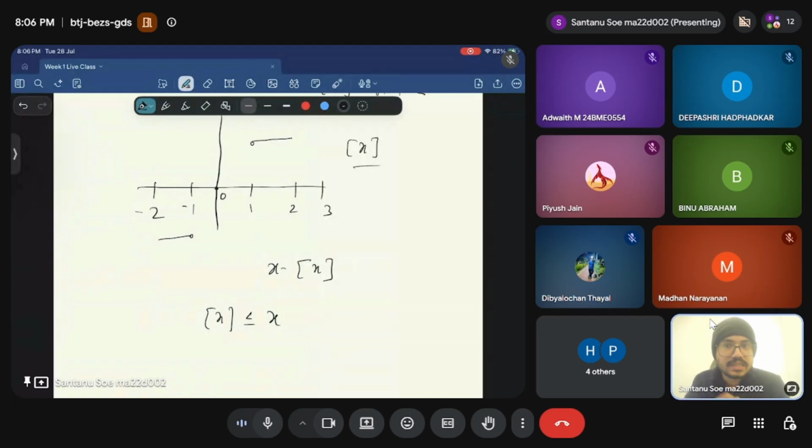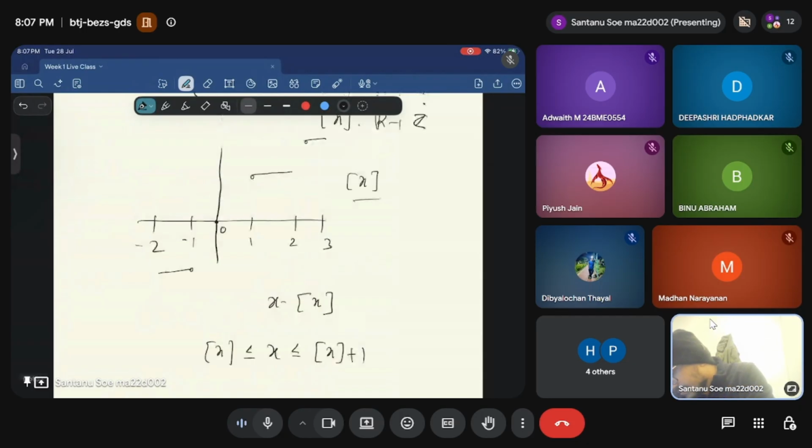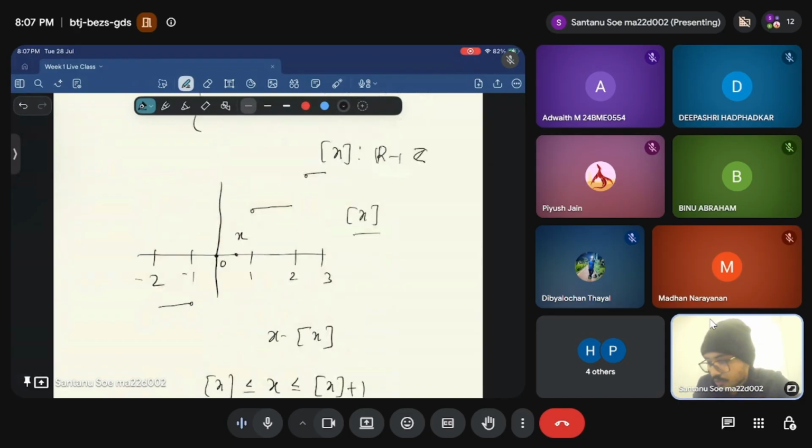Because we are taking box x to be the leftmost integer, and x can be anything on the right side, right? So that's why x is always greater than or equal to box x, and this is always less than box x plus 1. For example, if you take a number here, let's say this is x, then box x will be 0, and if you add 1, then box x plus 1 equals 1. Take 1.5: the box function of 1.5 will be 1, and if you add another 1, it will be 2. So 2 is always greater than that 1.5.